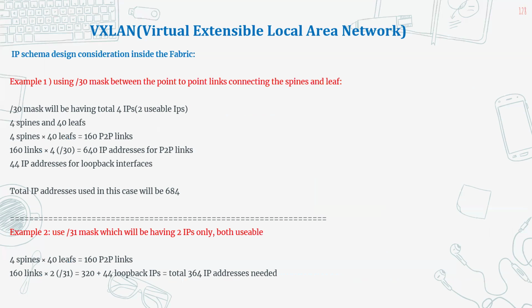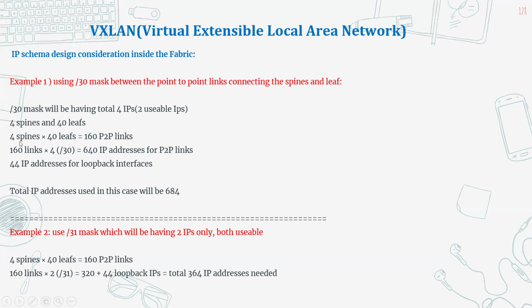Then we can discuss the IP schema that we can design accordingly. Let's see one example, if we use a /30 subnet mask on the point-to-point links between spine and leaf switches. A /30 will have a total of 4 IPs, so two IPs will be usable and two IPs will be for network and broadcast. Let's take an example of 4 spine and 40 leaf switches. They will have 160 point-to-point links, right?